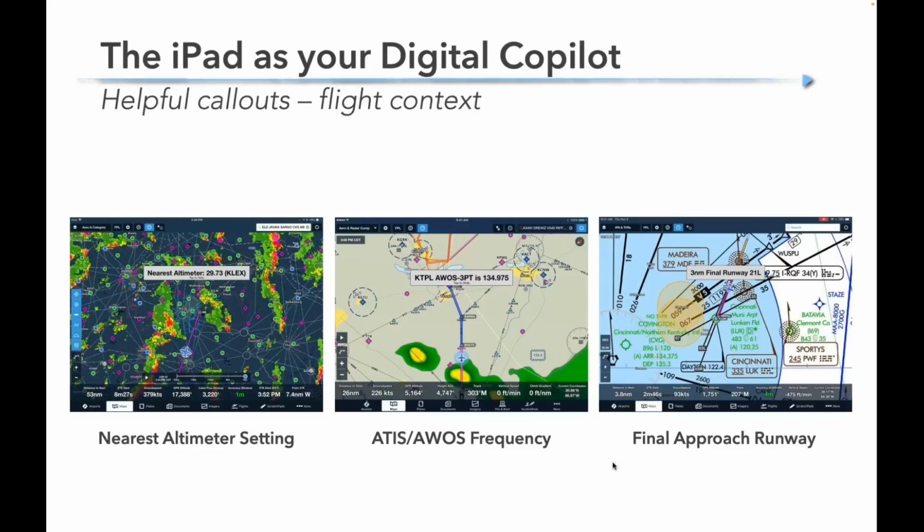On the far right is a final approach runway reminder. In this case, it's giving us a 3-mile warning that we are out and lined up with runway 21 left. So great visual reminder to verify that you are lined up at the correct airport and the correct runway.